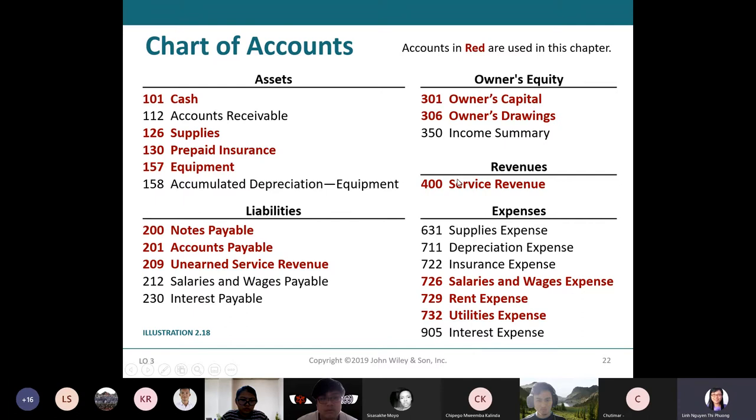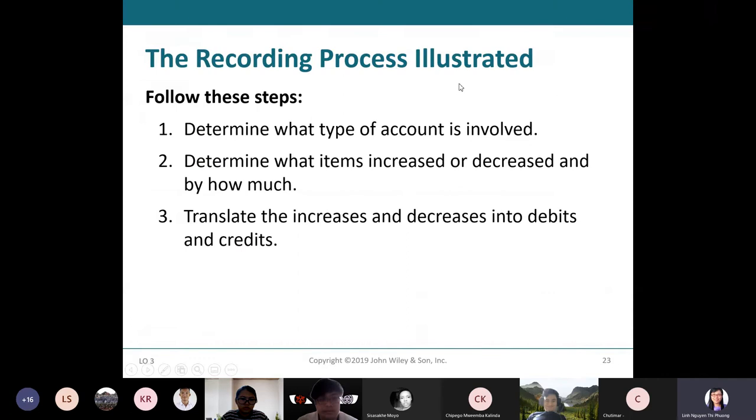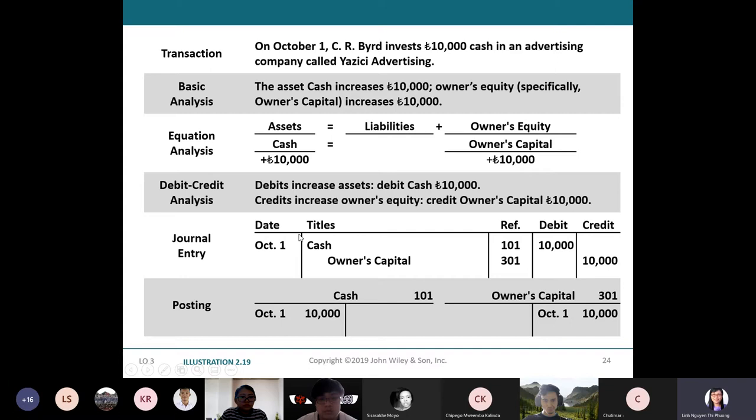Now we are going to the recording process illustrated. So these are the steps that you need to follow when you are recording. First is that you need to determine what type of accounts is involved. And then the next step is to find out whether it's increased or decreased and by how much. And after that, you will translate the increases and the decreases into debits or credits.